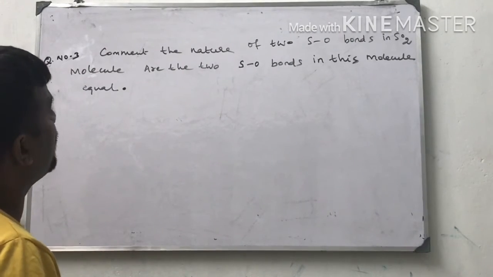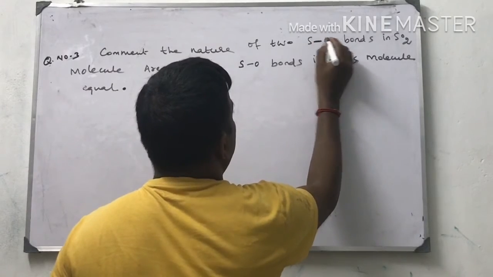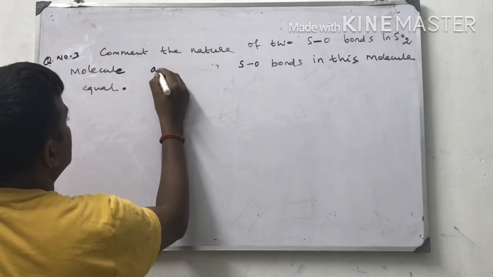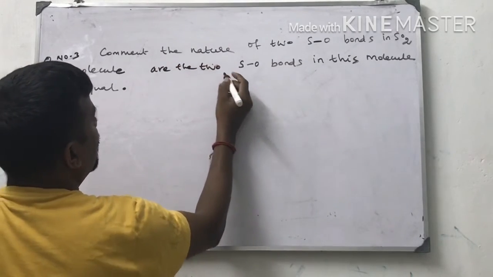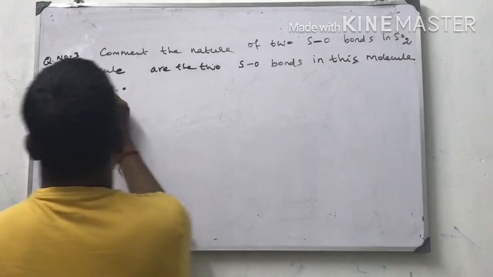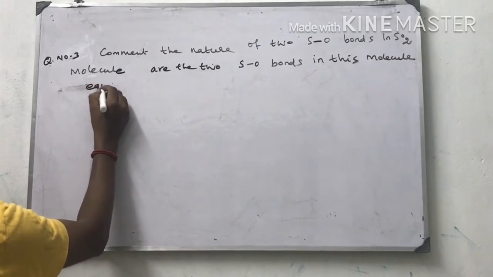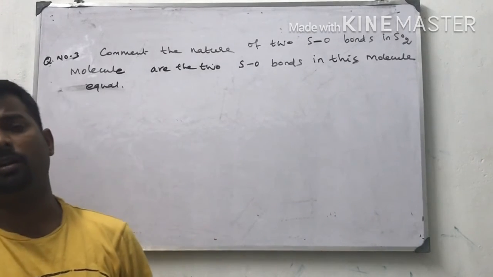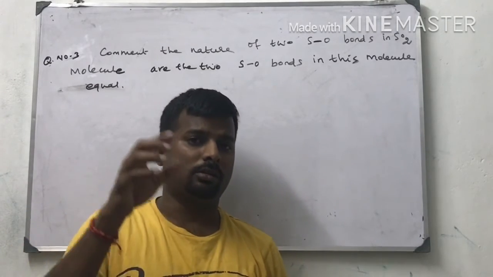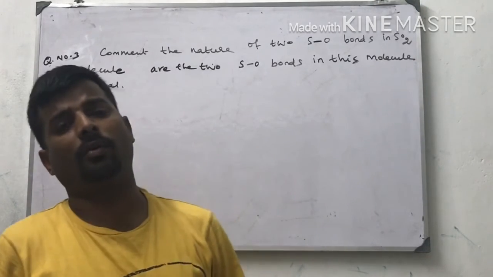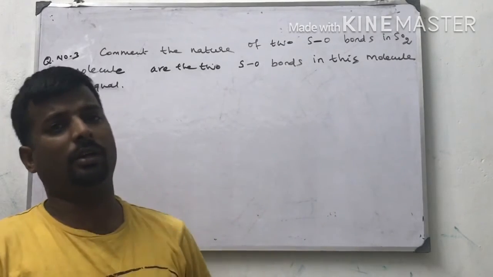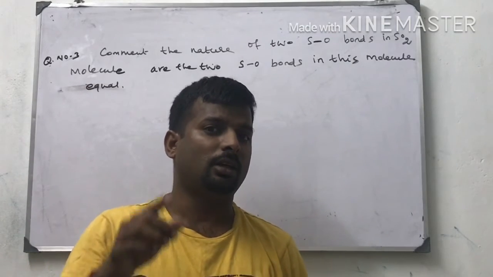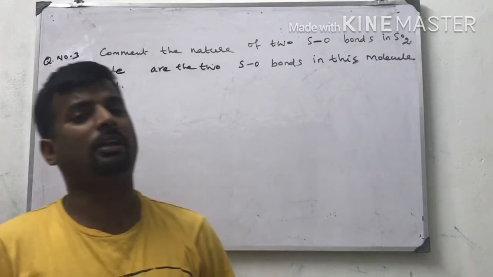Question number 3. Comment on the nature of the two sulfur oxygen bonds in the sulfur dioxide molecule. Are the two sulfur oxygen bonds in this molecule equal? Students, the sulfur dioxide molecule has covalent bonds. The oxygen and the sulfur bond is purely covalent, and each sulfur oxygen bond is equal in length because of the resonating structure. Due to resonance, these two sulfur oxygen bonds are equal.